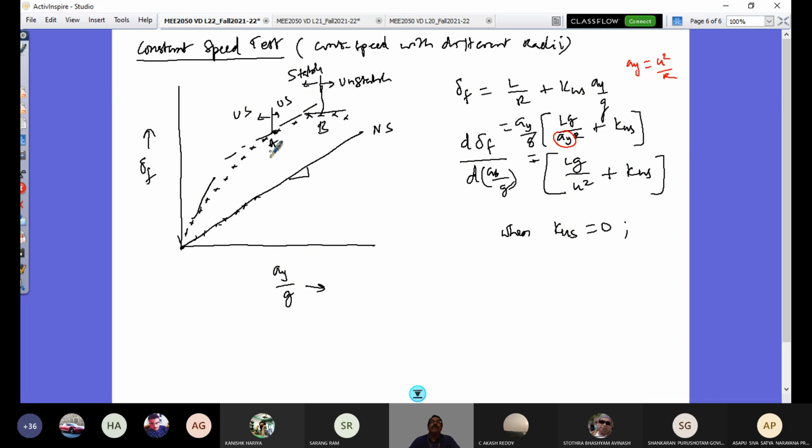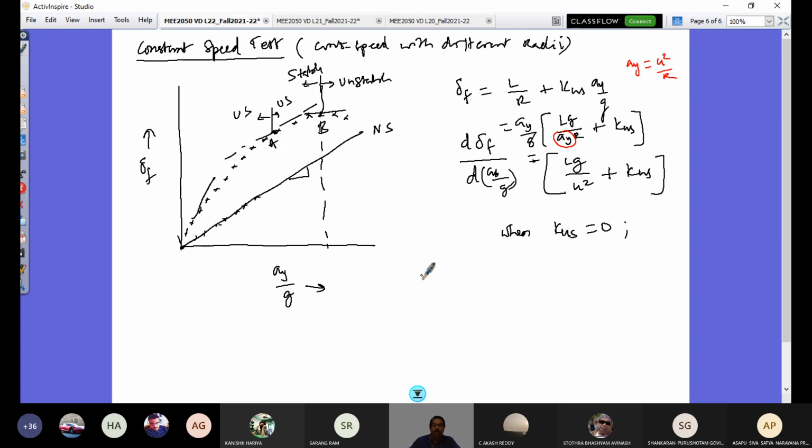But you have your design KUS, and when the slope is greater than this, that is understeer behavior. When the slope is smaller than this, that is oversteer behavior. And where the slope is 0, that corresponds to point B, and the speed you calculate corresponding to that would be a critical speed, or the critical lateral acceleration, beyond which the steering control of your vehicle is lost.